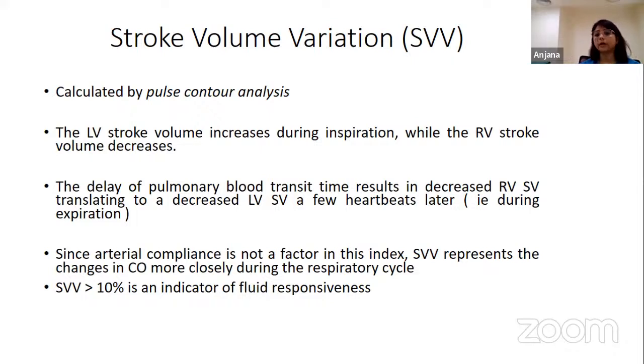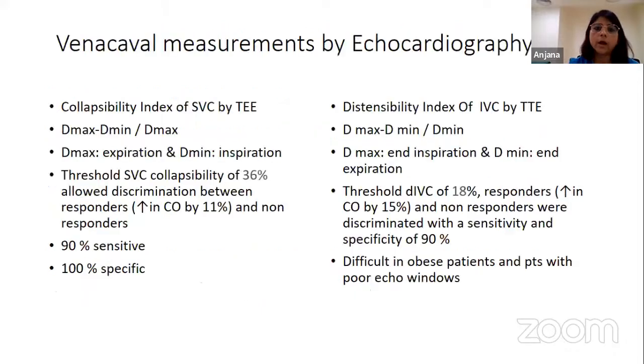But the problem is that the patient should not be spontaneously breathing, and the tidal volume should not vary. It should be a fixed tidal volume. If it varies, then it may not be correct. And in case there are arrhythmias, it may not be correct. So these are the problems with these parameters.